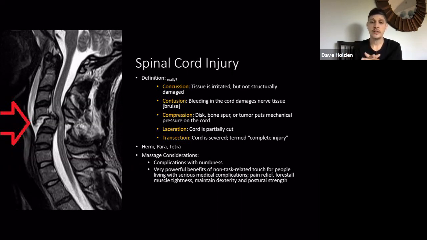Now, a compression is basically that. It's some kind of mechanical pressure being put on the spinal cord. This could be caused by a slipped disc or a herniated disc. This could be caused by the growth of a bone spur. This could be caused by the growth of a tumor. Anywhere in the area, a tumor on the spinal cord, a tumor on the meninges, a tumor on the bone, a tumor on a muscle that just happens to be in the neck, and that tumor is pushing on the spinal cord.